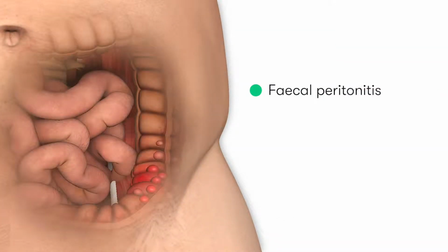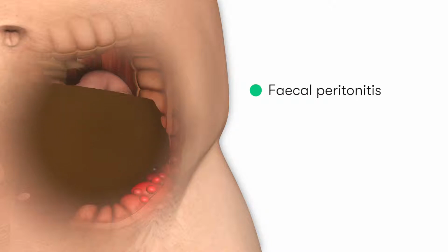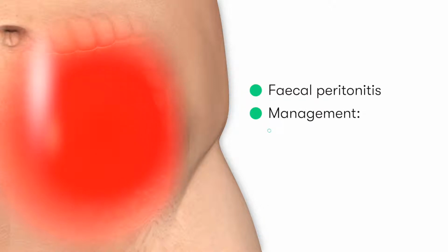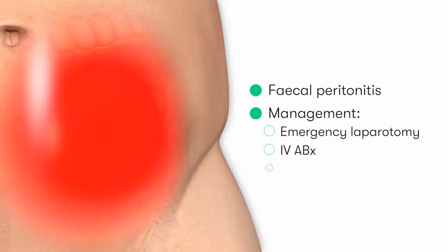The last and most severe of the Hinchey classifications is Hinchey IV, which describes when the patient has feces or feculent fluid that's floating around the abdomen, which is really as bad as it sounds. As you can imagine, these patients are really sick and very, very septic. And if they're going to have any chance of surviving at all, they're going to need to undergo an emergency laparotomy, as well as having urgent IV antibiotics, IV fluids, analgesia, and support from the intensive care team.